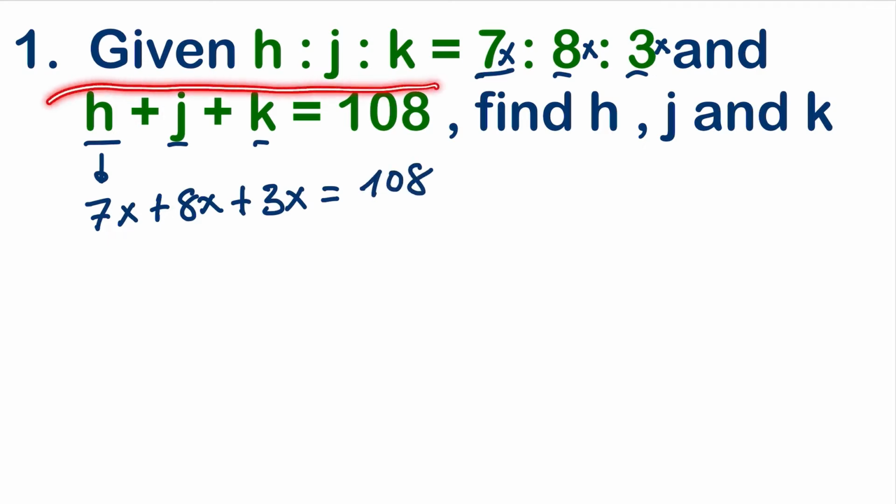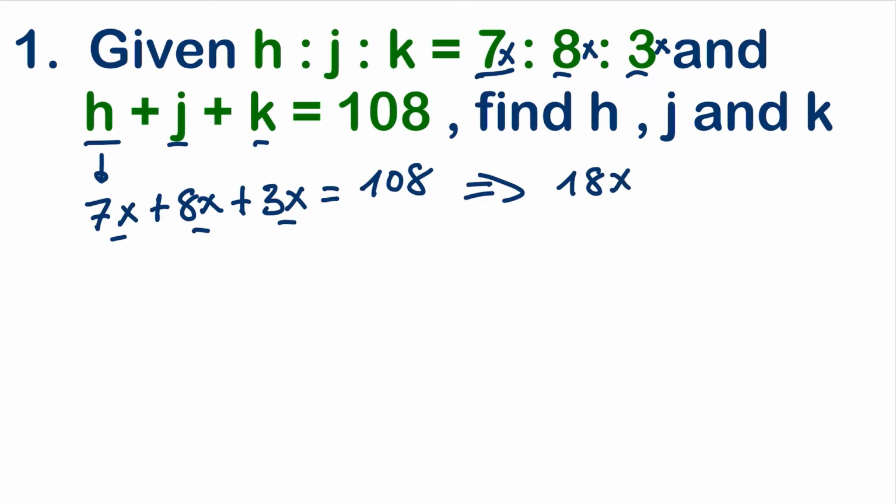Always make sure that you follow the equation. If we sum them up, 7 plus 8 plus 3 is going to give us 18x. So 7x plus 8x plus 3x will give us 18x. If this is equal to 108, to look for x we need to divide. x will be equal to 108 divided by 18. So x will be equal to 6.